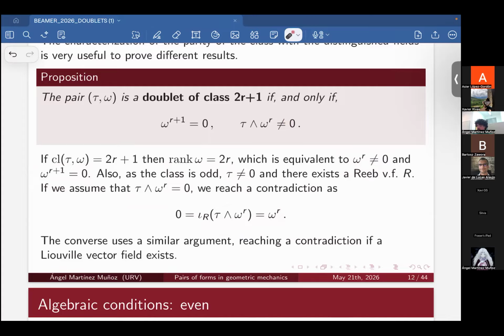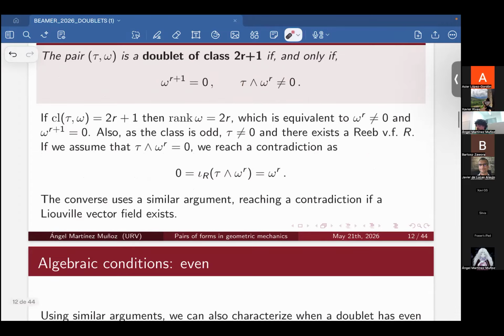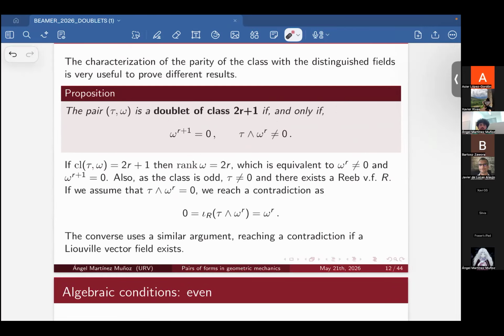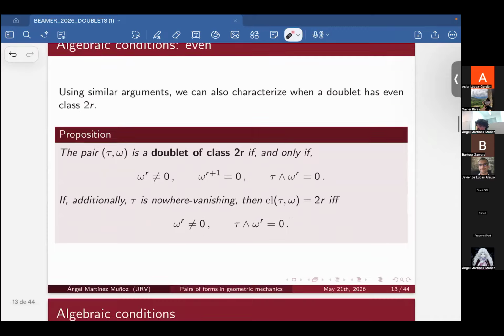If you want to prove the converse, you can do a similar argument with the Liouville vector field, because these two conditions tell you that you have class 2r or 2r plus 1. If you assume that the class is even, then there must exist a Liouville vector field, and if you contract it with this here, it gives you that this must be 0, which is again a contradiction. So these vector fields prove useful just to prove different things.